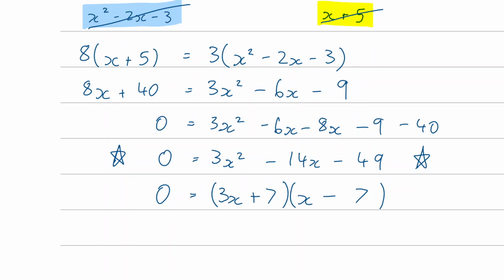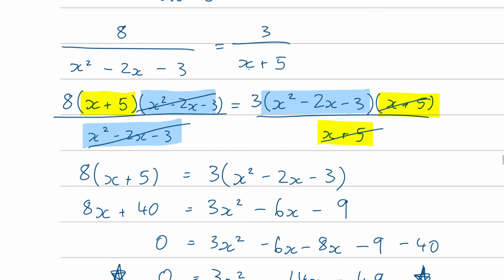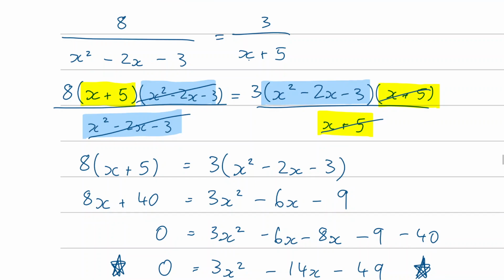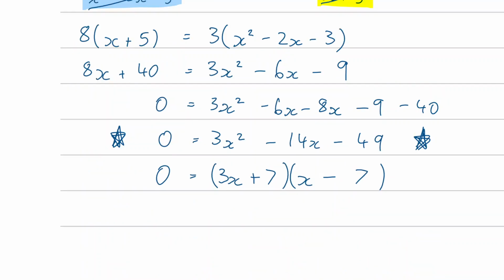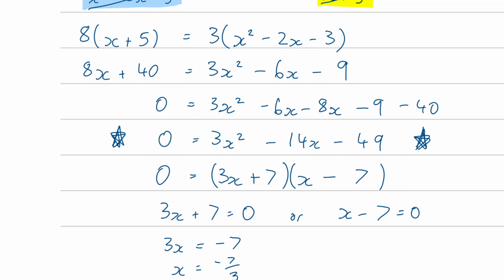Okay, we actually still haven't answered the question. I know it's been a while since we started at the question, but it asked us to solve. So now, to solve this, either 3x plus 7 equals 0, or x minus 7 equals 0. So 3x equals negative 7, subtracted 7 off both sides, and now divide both sides by 3. So x could be negative 7 over 3, or add 7 to both sides, x equals positive 7.